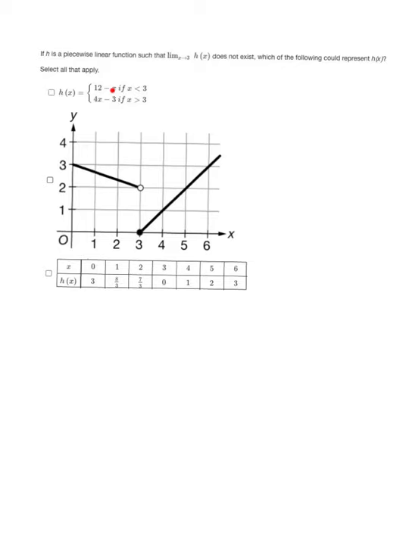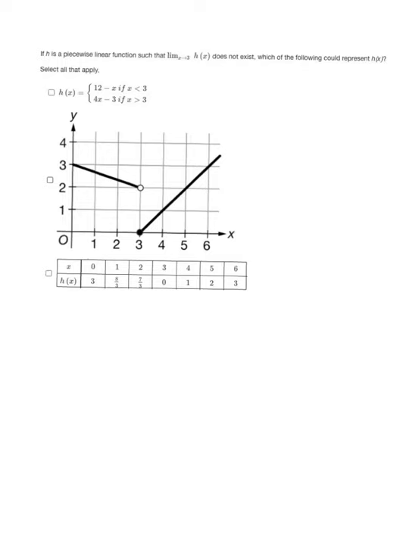Well, 12 minus 3 is 9. 4 times 3 is 12, minus 3 is 9. Hey, that works. We're all good. Oh no, but wait. Neither of these have the "or equal to." So when I graph it, I'm actually going to get a hole there.